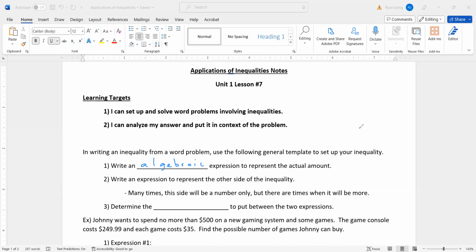And then the third thing, last thing before you solve it, is determine the symbol to put between the two expressions. That's where the reasoning comes in. You got to think here. The first two hopefully are pretty easy, okay? And the last one we have to think, all right? Let's get started with some examples.